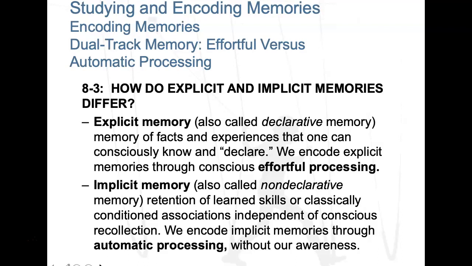Implicit memory, okay, is automatic processing, which could also be considered or fall in the category of classical conditioning. The things that will come to us automatically once we've learned it, and we'll have it forever and ever and ever, but typically that's some form of a skill. So retention of learned skills or classically conditioned associations, independent of conscious recollection, okay? Automatic processing without awareness. So examples for this would be, okay, you were taught to ride a bike.